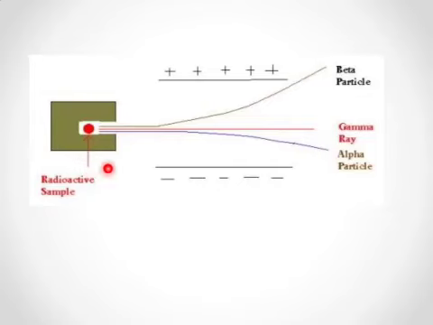Out of this radioactive sample come the 3 types of radiation, alpha, beta, gamma. And when they go through an electric field set up by 2 oppositely charged plates, they behave differently. As you can see, alpha being positive gets drawn to the negative plate. Beta being negative gets drawn to the positive plate. And gamma, having no charge, will go straight through.